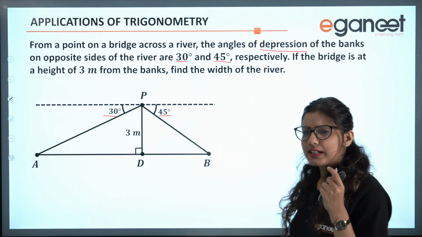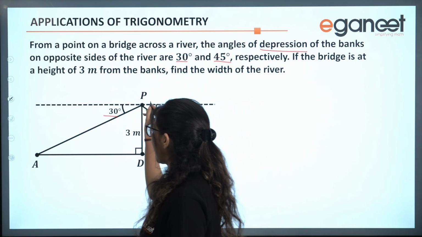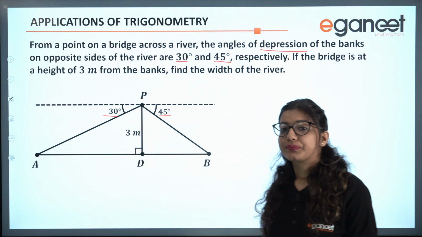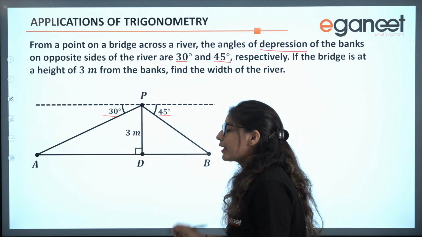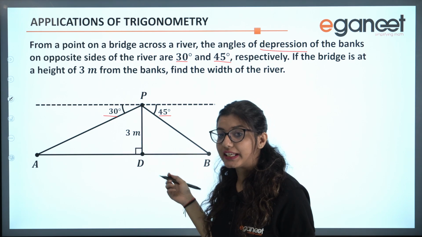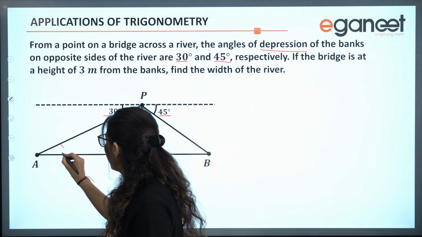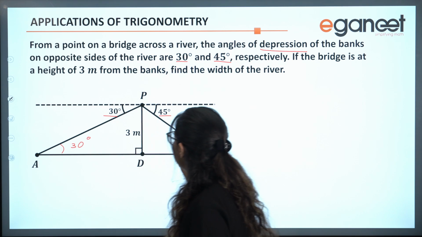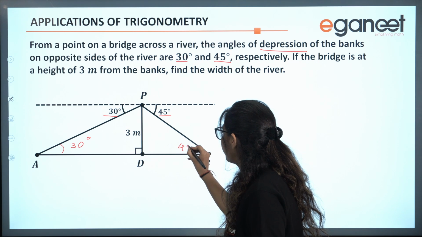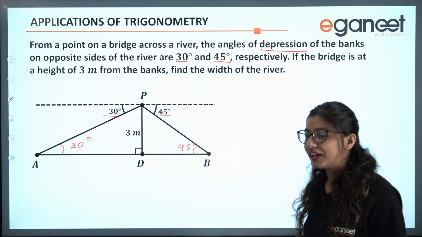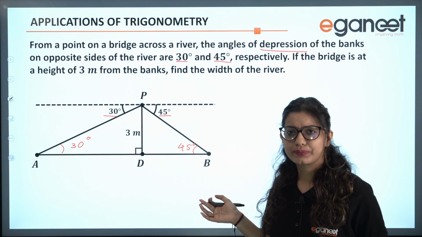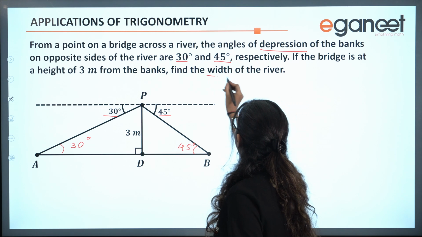So now just think about what will be the angle PAD here if this angle is 30 degrees. Yes, you are right, as they are alternate interior angles, Z making angles. So this will be also 30 degrees, and similarly as this is 45 degrees, this one will be also 45 degrees, right? And what are we interested in? What do we need to find here? Yes, we need to find the width of the river.